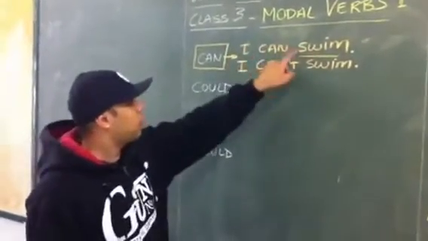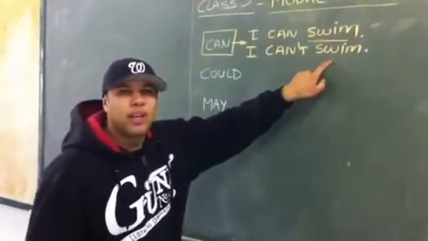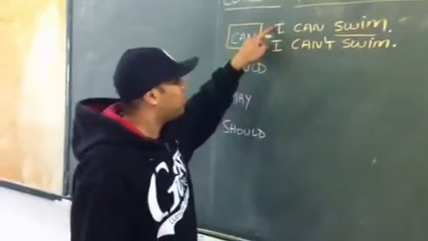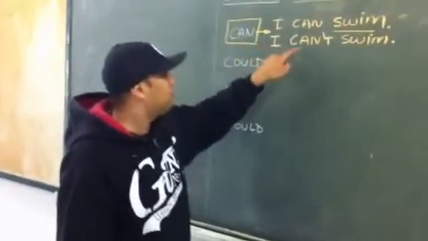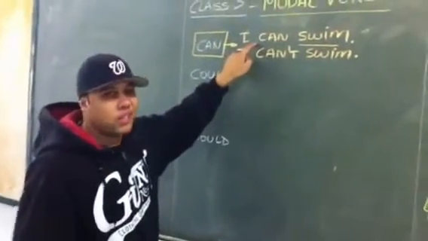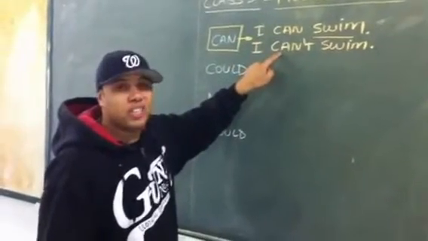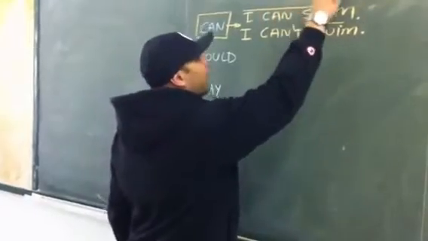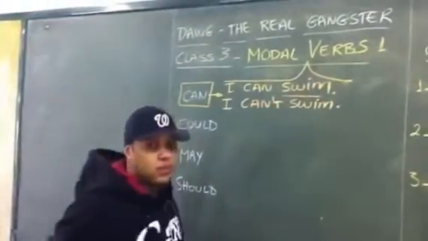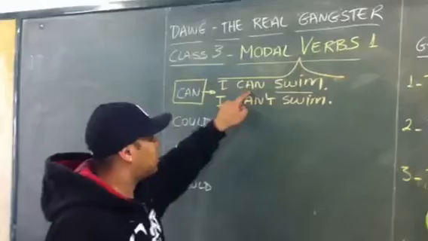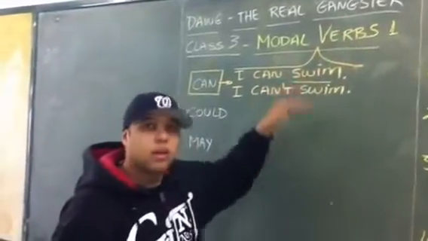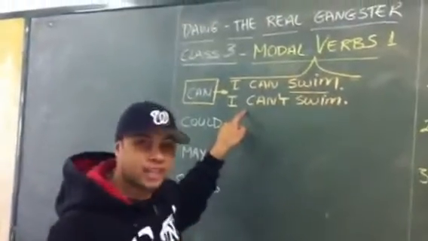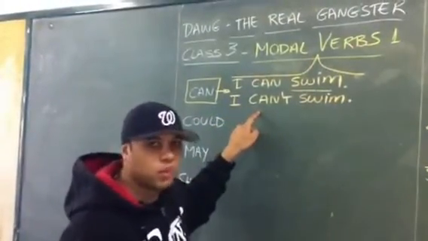So it says, I can swim and I can't swim. How do you differentiate? How do you know that one is positive and the other is negative? By writing, it's easy. By reading, it's completely easy. But when you're speaking in positive sentence, you focus on the verb that you can do. For example, you say, I can swim. But if it's negative, you focus on the negative. You say, I can't swim.